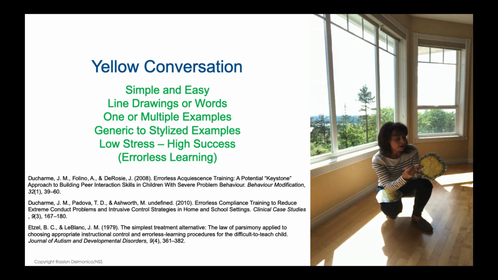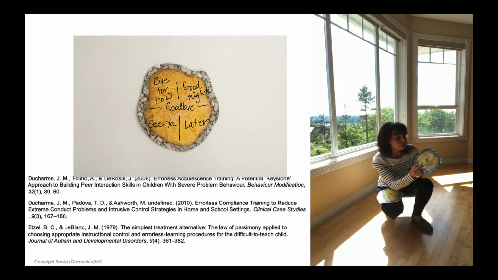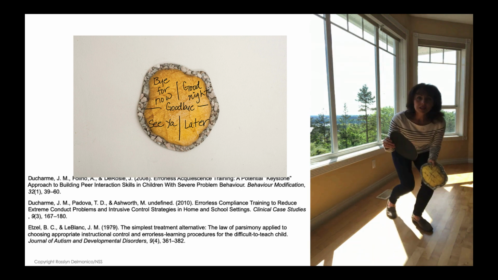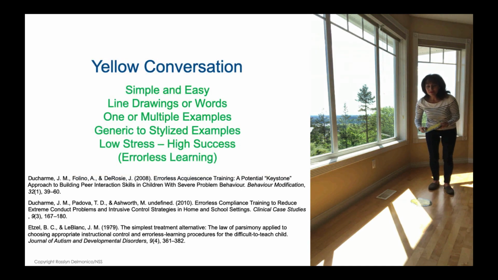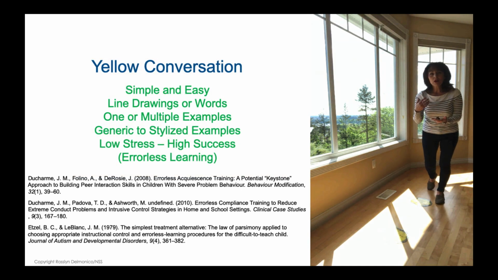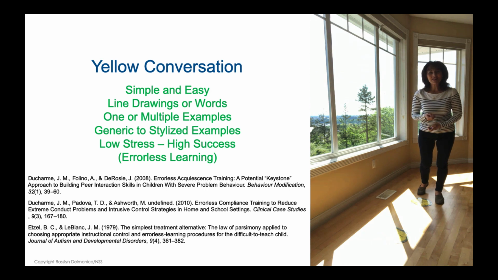So I'll write goodbye in the middle. And then I'll write down 4 ways that we might say goodbye to people. For example, see ya, later, bye for now, or good night. So we would put our hello down there and our goodbye down there, and we are ready to start the yellow conversation.